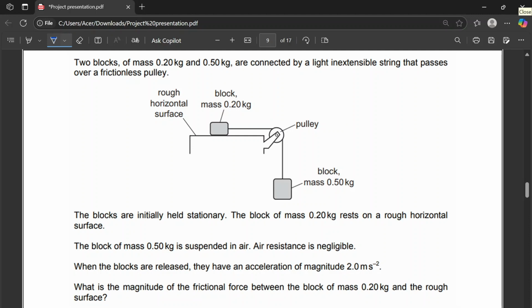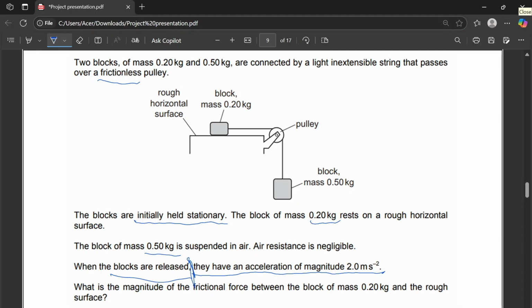So let's see, there are two blocks, the masses are given, connected by a light inextensible string that passes over a frictionless pulley. They are saying that it is frictionless, so we don't need to pay attention to this. Initially they are held stationary, then the block of mass 0.20 rests on a rough horizontal surface, the other one is suspended in air. So now we need to pay attention closely, so that they have the acceleration after they are released.